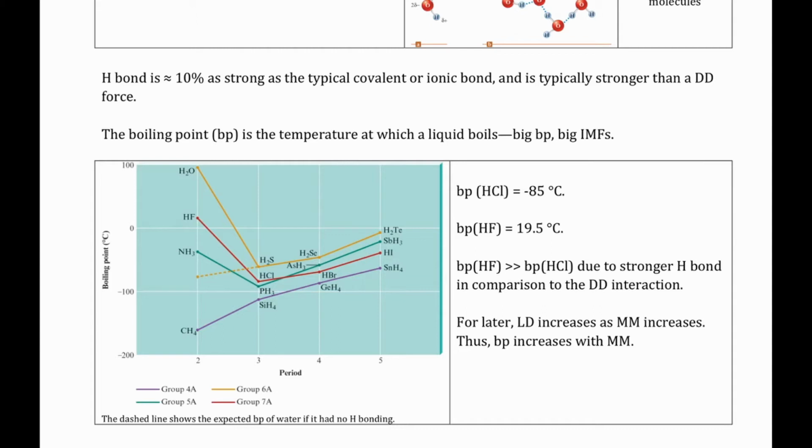So over on the column beside the graph, we have the boiling point of HCl, which is negative 85 degrees Celsius, very low, whereas the boiling point of HF is 19.5 degrees Celsius. So it's almost a liquid at room temperature. On a very cold day, it would be a liquid due to its strong interactions between those HF molecules: the hydrogen bond in the HF versus the dipole-dipole force in the HCl.